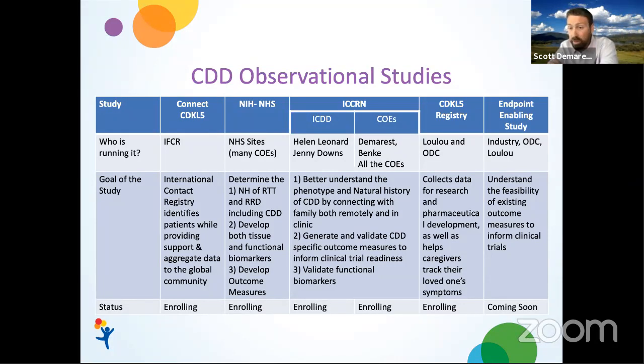We know not all of them are going to work perfectly, but how well do they work, and which ones work better than other ones? And this is really the goal of an endpoint enabling study: to be able to get up and running with the outcome measures we have now that work reasonably well, because it's going to take some time for us to validate the newly generated measures.